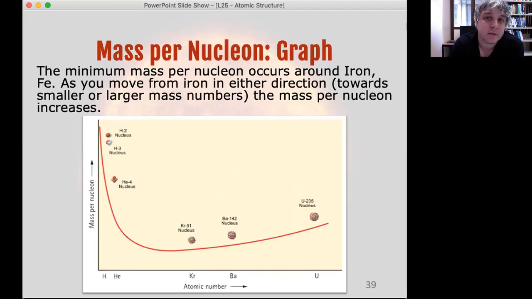If you get into smaller atoms, you're getting fewer bonds forming and you get less mass being used as energy. If you get into bigger atoms, then the energy per nucleon needed is actually going to be less, and so you end up with a higher mass per nucleon that way as well.